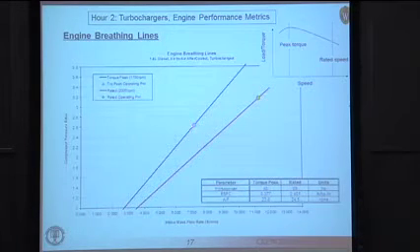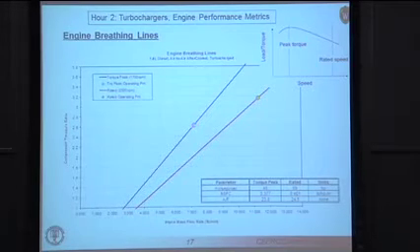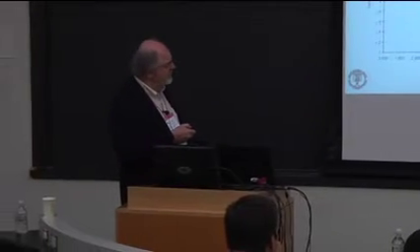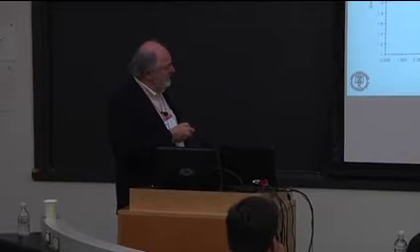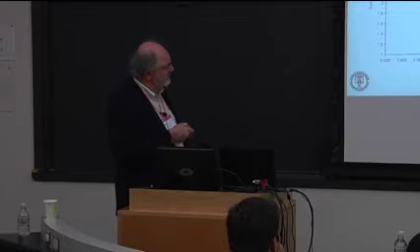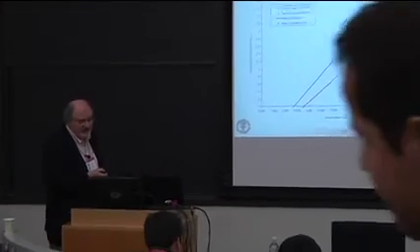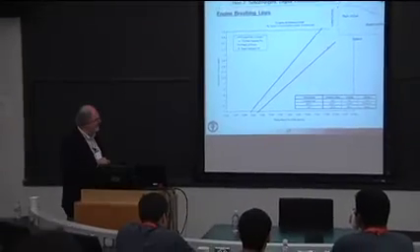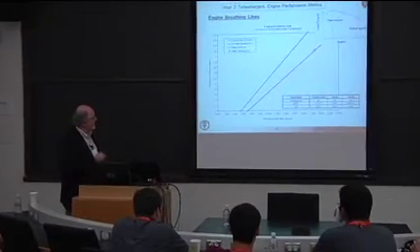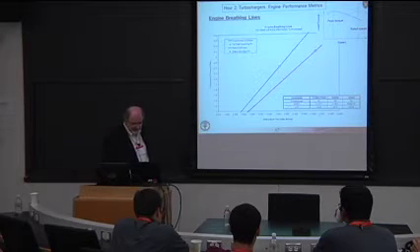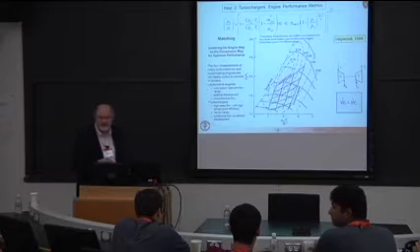So these 2 points that you see here might represent the torque peak operating point, and this would be your rated speed operating point. And just by doing simple analysis, you can come up with these types of breathing lines that tell you essentially how much air you want your compressor to deliver, and therefore what the required pressure ratio would be. So those breathing lines then can be superimposed on the compressor map.